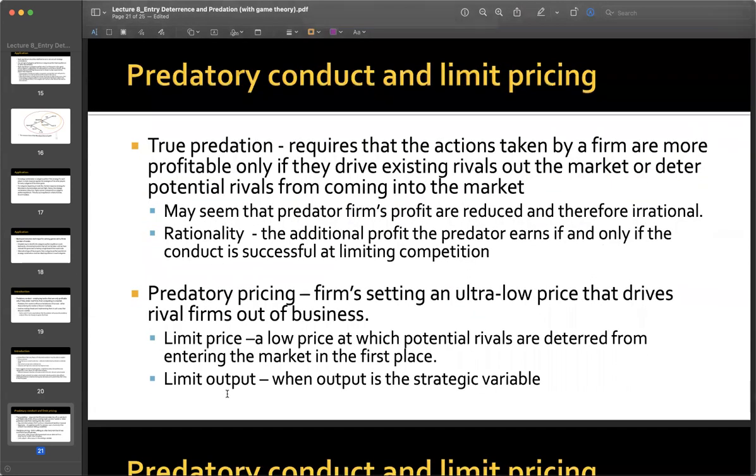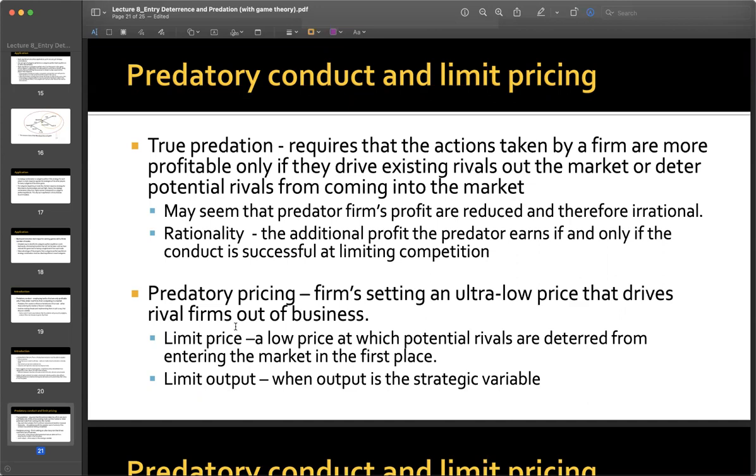True predation requires that the actions taken by a firm are more profitable only if they drive existing rivals out of the market or deter potential rivals from coming in. It may seem that the predator firm's profits are reduced and therefore irrational. The rationality is the additional profit that the predator earns if and only if the conduct is successful at limiting competition.